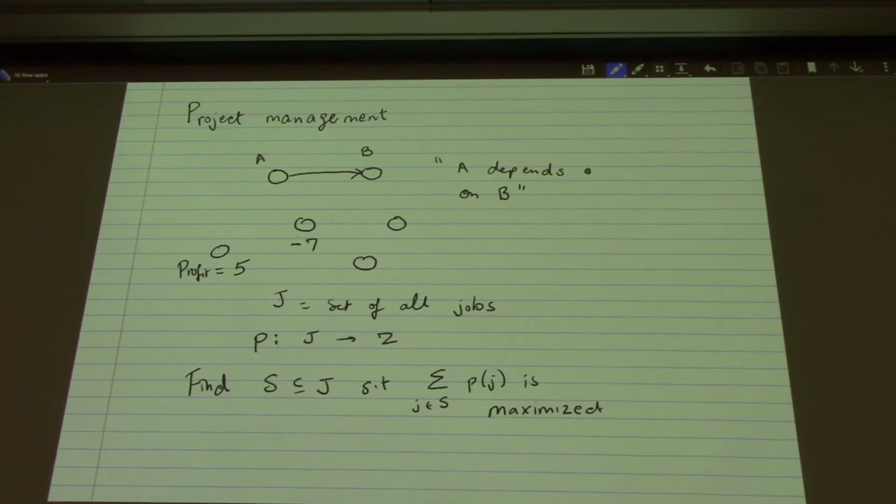And then, do we assume the profit of A is independent of the profit of B? Yes, that is correct. They could be plus and minus. It could be that B is so costly, you don't want to do B, and therefore you can't do anything that depends on B. That's a decision you have to make. Does the question make sense?